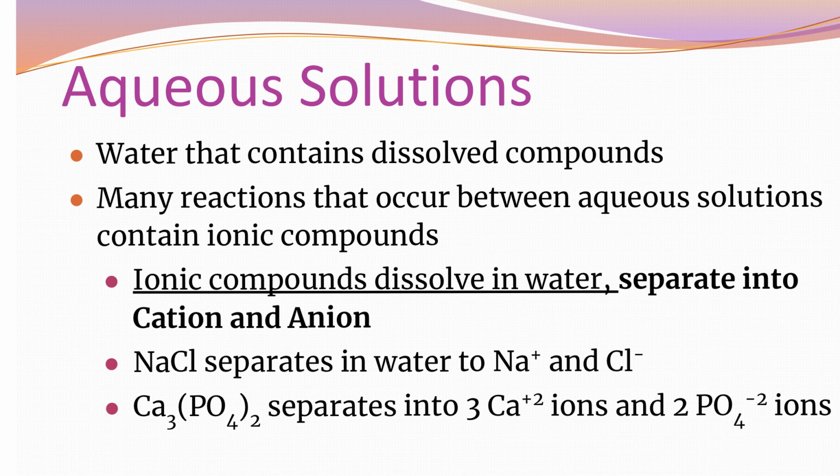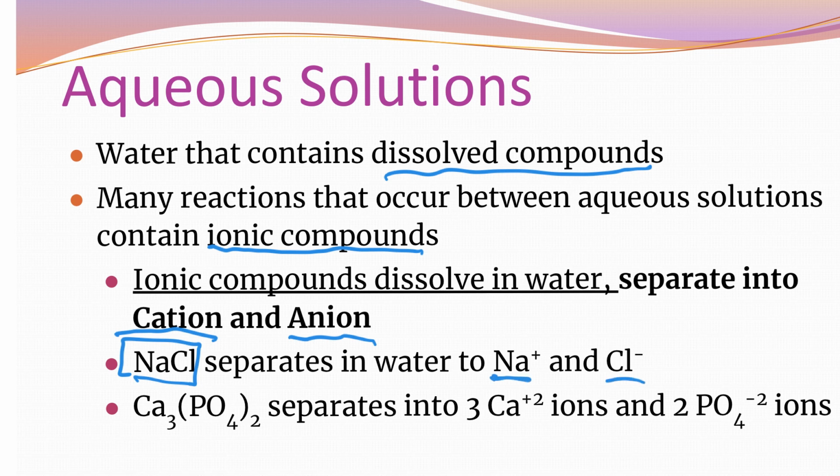So an aqueous solution is one that is dissolved in water. So the compound is somewhat dissolved in water. And this is really going to be happening with ionic compounds that are dissolved in water. And when we say dissolved, that means separating into its anion and cation. So when NaCl, which is an ionic compound, separates, it's going to separate into sodium, and we know sodium has a +1 charge, and chlorine with a -1 charge.